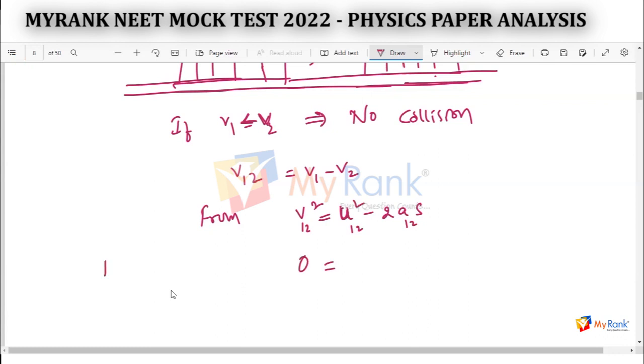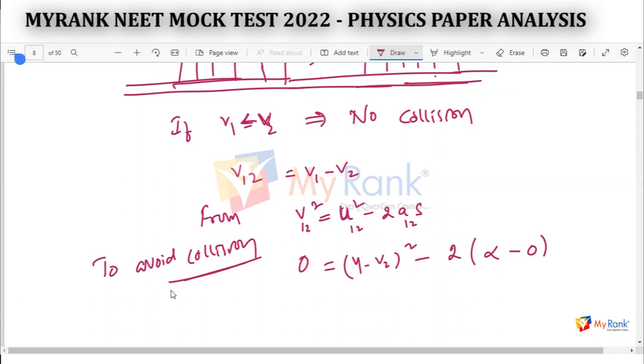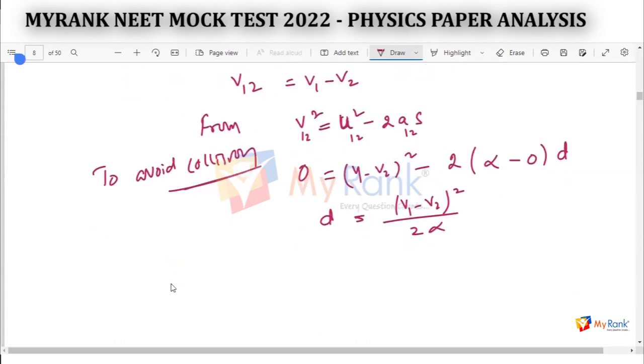In order to avoid collision, what can you say? v12 must be equal to 0. So (v1 minus v2) whole square, the initial speed, minus 2a, where a is the relative acceleration, which is alpha minus 0, and s is the distance, students. So therefore d is nothing but (v1 minus v2) whole square divided by 2 alpha, right? So this is equal or less than also. If it is at this distance, students, collision is not possible. So d either equal or greater than this value, then definitely there is no collision. Equal or greater, isn't it?